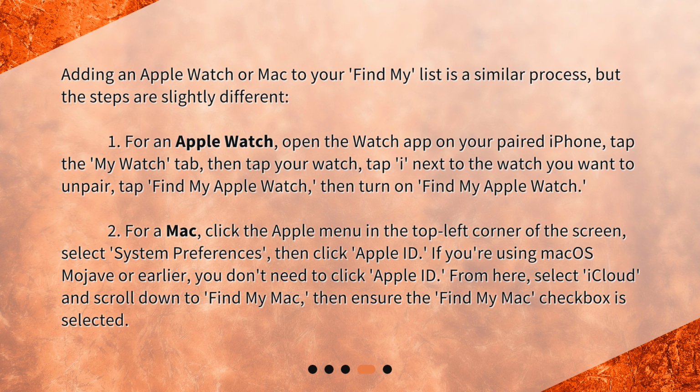2. For a Mac, click the Apple menu in the top left corner of the screen, select System Preferences, then click Apple ID. If you're using macOS Mojave or earlier, you don't need to click Apple ID. From here, select iCloud and scroll down to Find My Mac, then ensure the Find My Mac checkbox is selected.